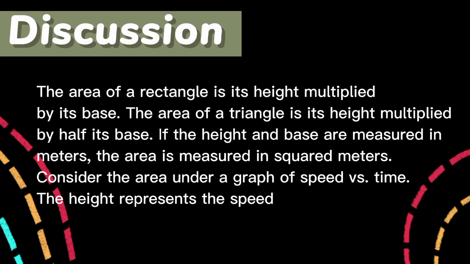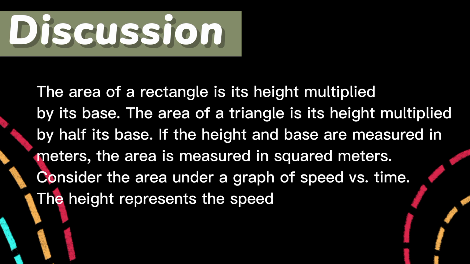The area of a rectangle is its height multiplied by its base. The area of a triangle is its height multiplied by half its base. If the height and base are measured in meters, the area is measured in square meters.